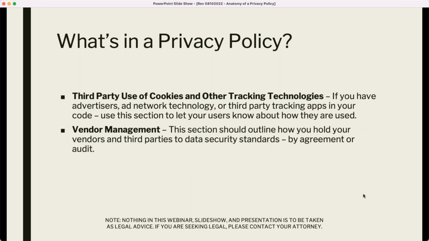Next is vendor management. This section should outline how you hold your vendors and third parties to data security standards by agreement or audit. This is more applicable to things like a software company that has a lot of third-party vendors in place, but it could also be applicable to, if you are a restaurant, for example, and you have a booking system or reservation system built into your website. That reservation system is obviously collecting a ton of data, whether it's Resi or whether it's OpenTable, whatever it is you're using or implementing into it.